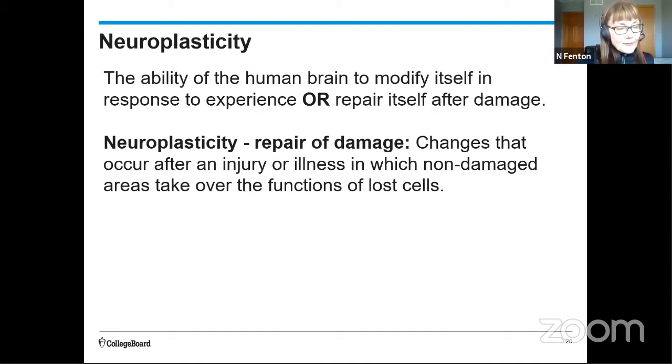The other side of the coin with neuroplasticity is this idea of repair of damage. With brain damage, neurons that are destroyed typically can't be regenerated. Also, certain functions are controlled by very specific areas in the brain, so it's localization of function. What happens with neuroplasticity is other areas of the brain kind of jump in and take over those tasks, take over the responsibilities of the areas of the brain that had been destroyed. This process of repair of damage is the most powerful in younger children.